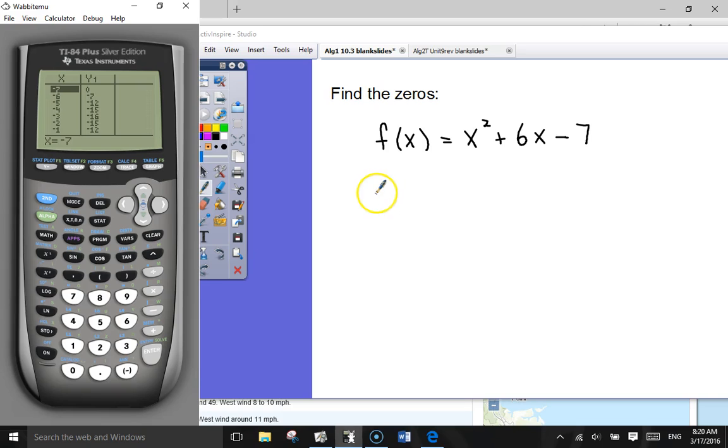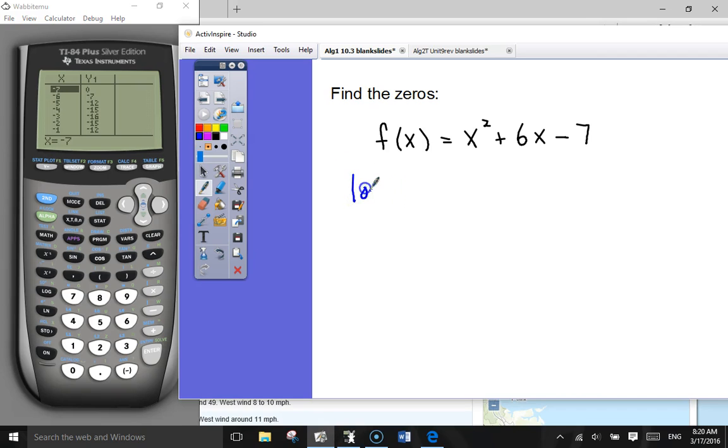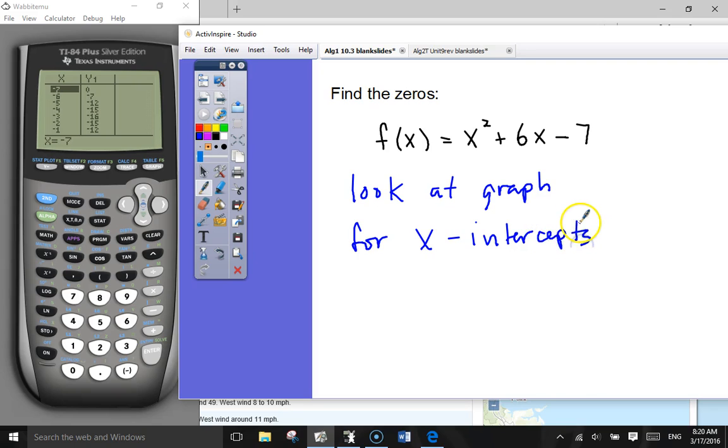Is it f of x equals that, or just x equals? No, x equals. Look at the graph for x-intercepts. And it's x equals 1 and -7.